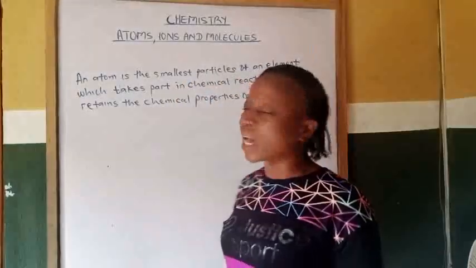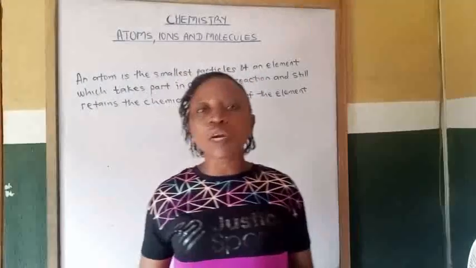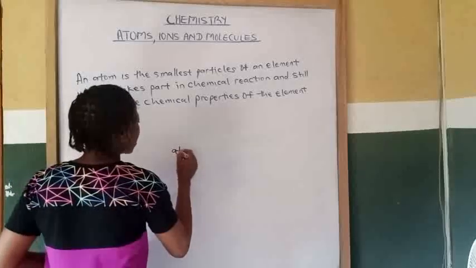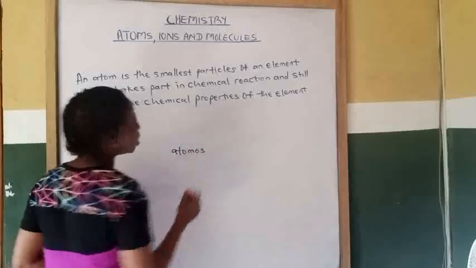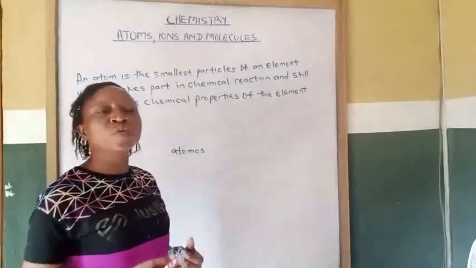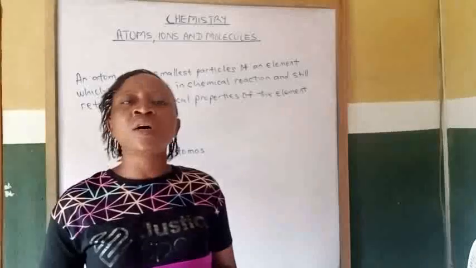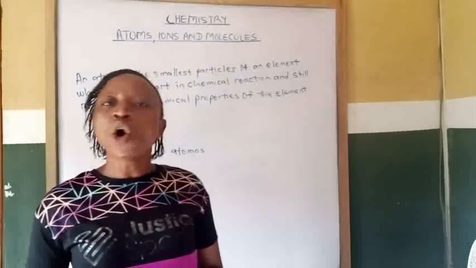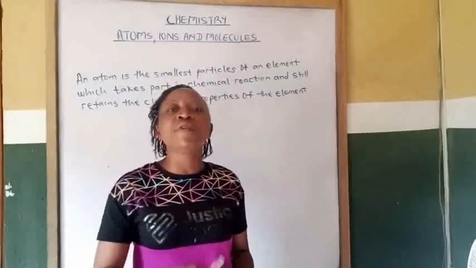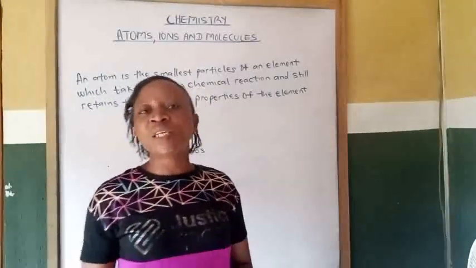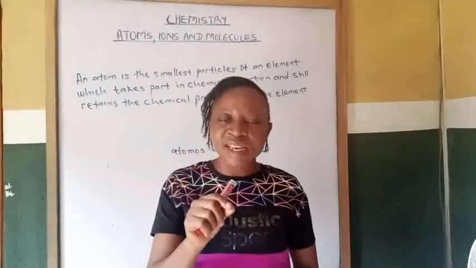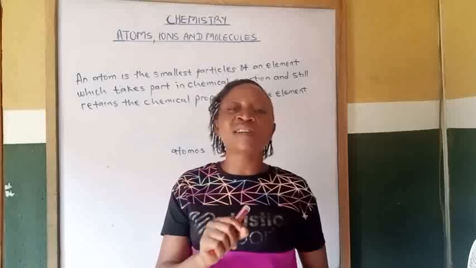So let's begin with an atom. An atom is derived from the Greek word atomos, which means indivisible. Indivisible is something that cannot be further divided or split into smaller particles. So it shows that an atom cannot be further divided or split into smaller particles.